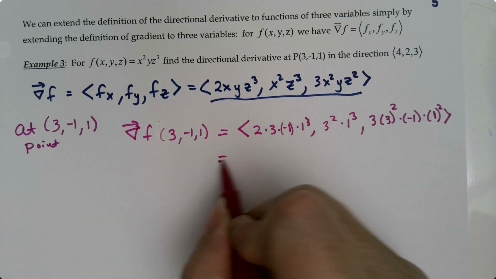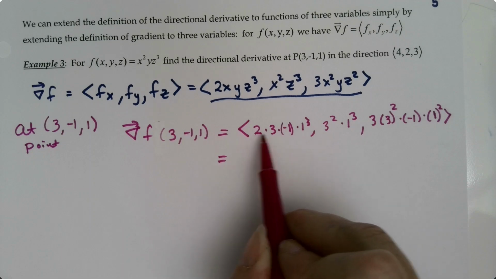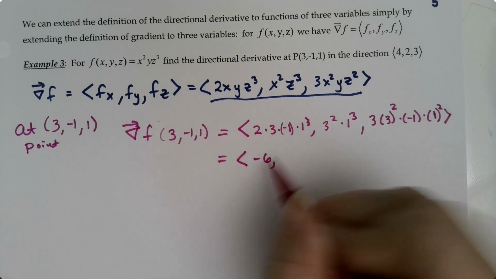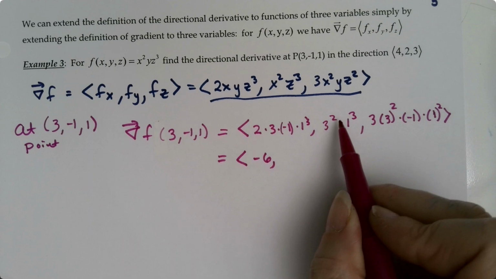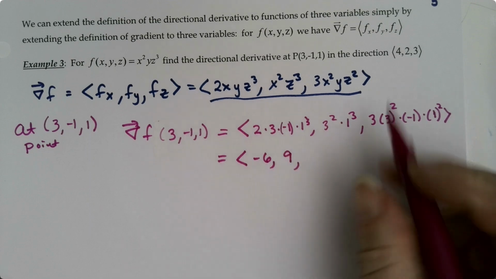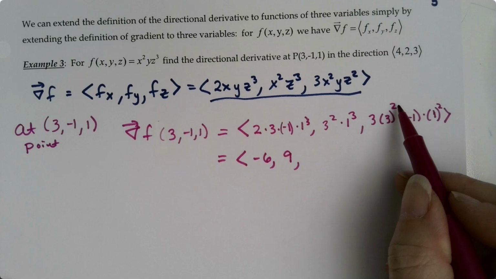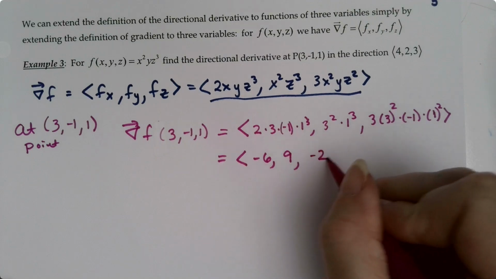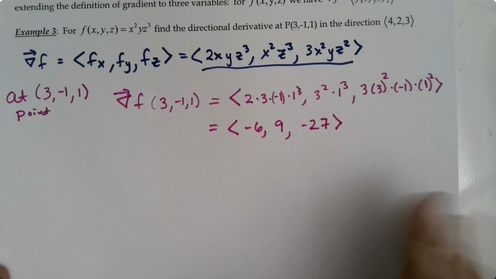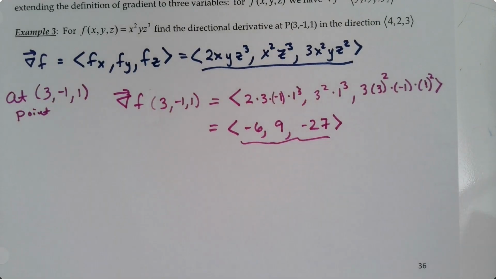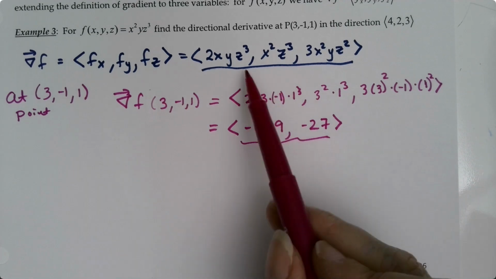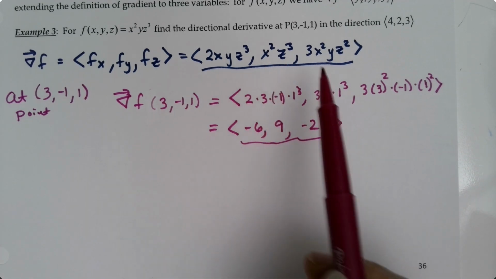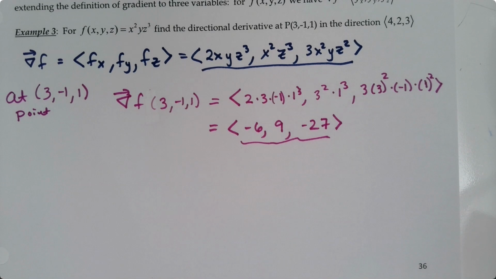All right. So that's a negative 1 times a 2 times the 3. So that's negative 6 in the front. This is 9 times 1, which is 9. And then 3 times 3 squared is 3 times 9, which is 27. And then there's a negative, so it's going to be negative 27. So that's the particular gradient at that particular point, as opposed to the generic gradient, which is the gradient anywhere.